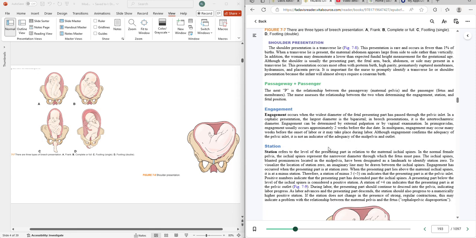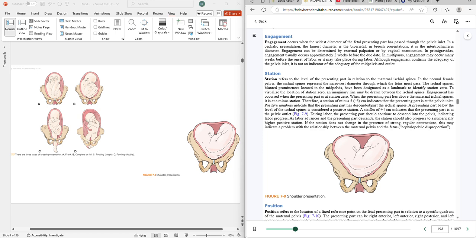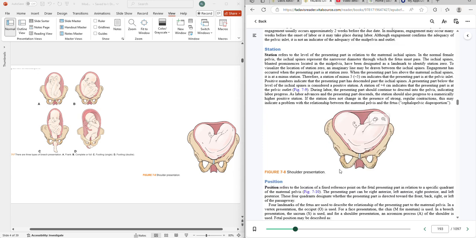All right, so we have station. When we're giving report or charting about the presentation, station, dilatation, effacement, station is the level of the presenting part according to the ischial spines, which are here, these little places. And I'll show you this with the pelvis in class.